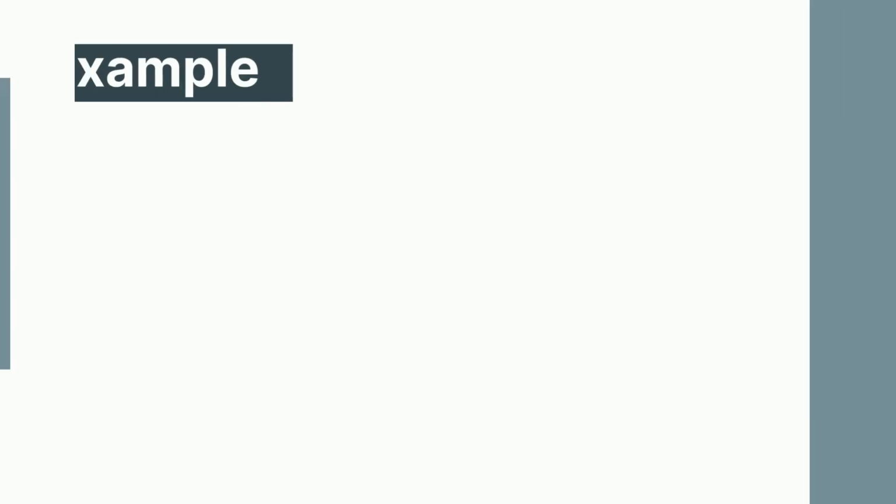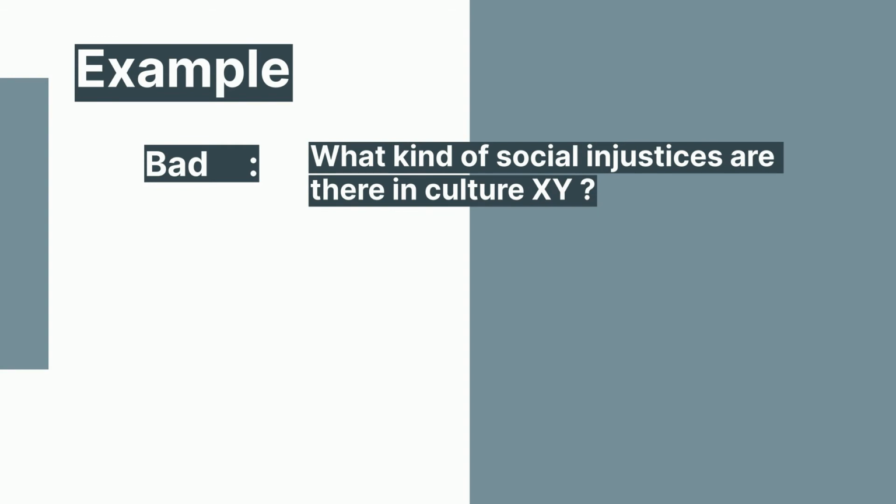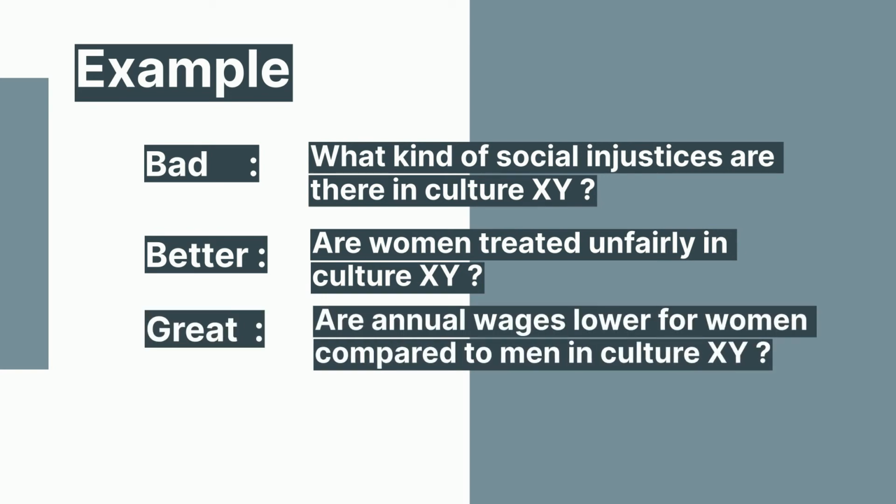Now let's go through another example, and let's use it as a bad example. What kind of social injustices are there in culture XY? This is very vague because what do we mean by social injustices? That's a very general category. So what exactly do we mean by that? So a better example would be, are women treated unfairly in culture XY? And this is already a little bit better because now it's clear that it's about women versus men. But it's still vague what we mean by unfair. What is unfair? That is something that we need to turn into something that is more objectively measurable. So a great example could be, is the annual wage lower for women compared to men in culture XY?